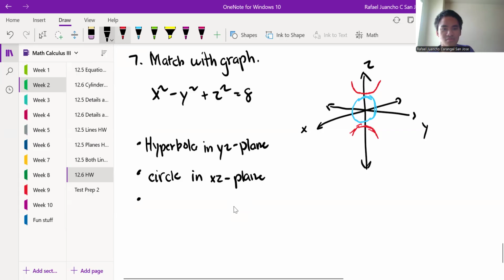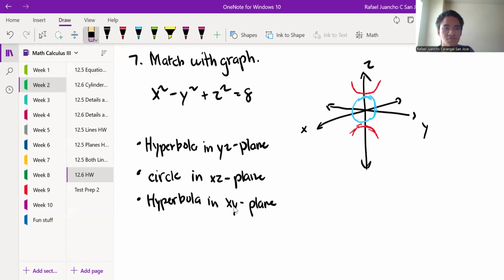And lastly, our horizontal part. So we take out that z, we get x squared minus y squared is 8. So here it's another hyperbola in xy plane. So we have a hyperboloid and we have a circle. Let's do it in green maybe. Maybe somewhere here maybe. Yeah, pretty much.